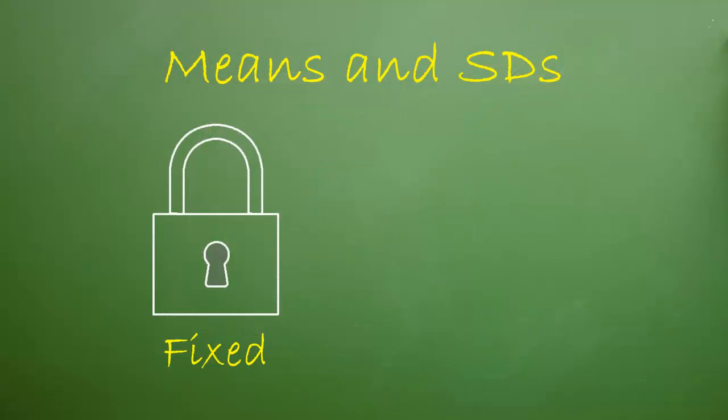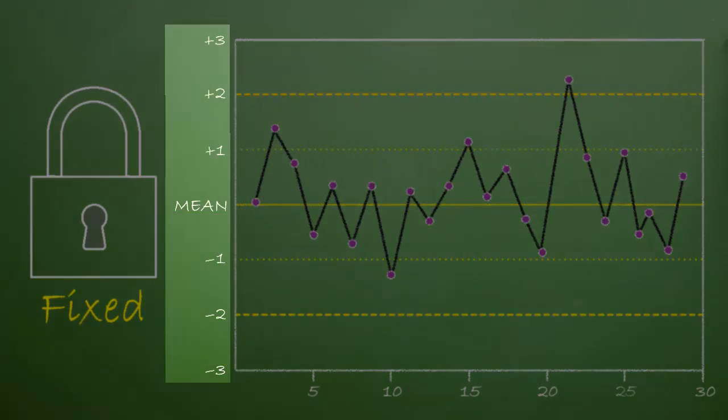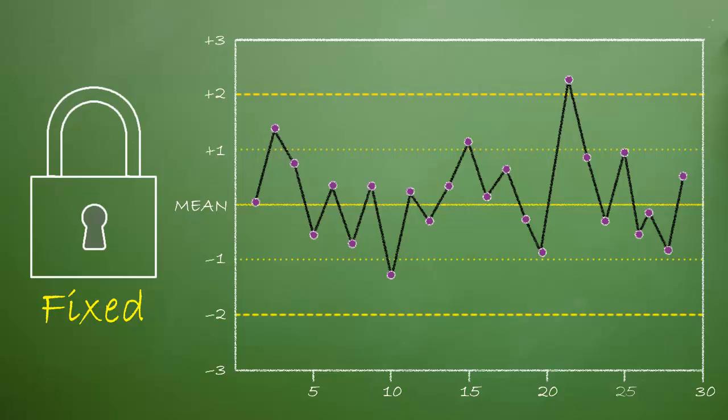Labs can fix their means and standard deviations, or let them float. First, let's look at fixed. Here we're using a fixed mean and SD. In this case, the mean and SD will not change, regardless of how many data points are evaluated.